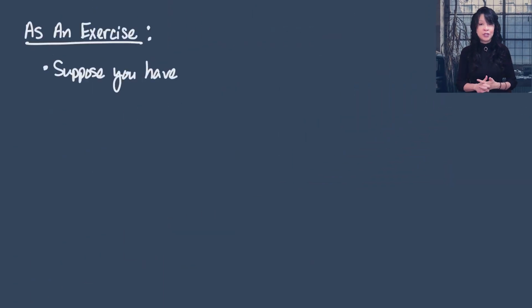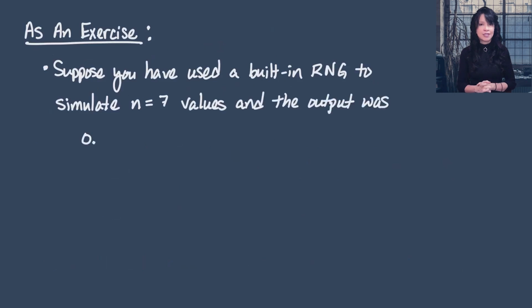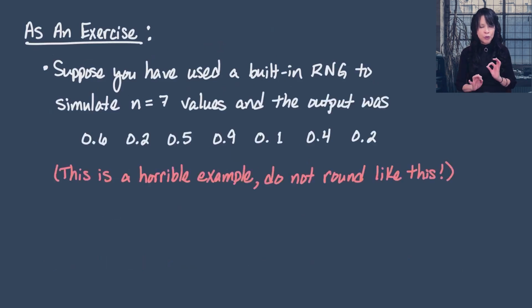Suppose I've used a built-in random number generator to generate a sample of size 7 from a uniform distribution and got this output. Now, this is horrible output. There's a lot of rounding here. You should never do that for your uniform draws. I am doing it not only to have a nice slide, but to also have some nice computations ahead. And this is for you to use, again, if you're just trying to do this by hand.